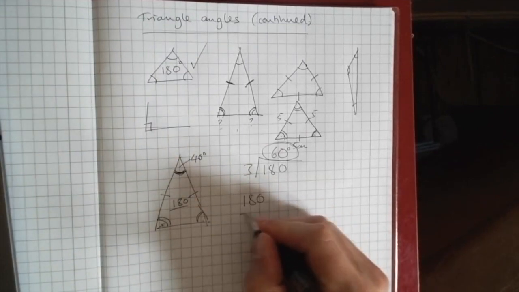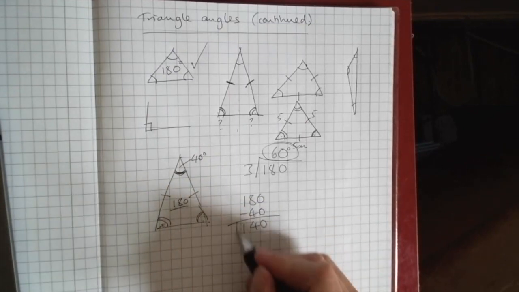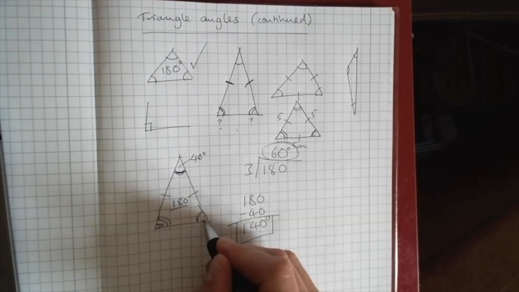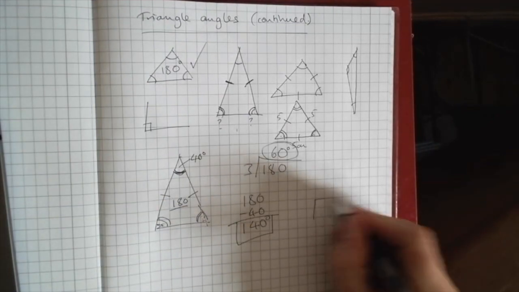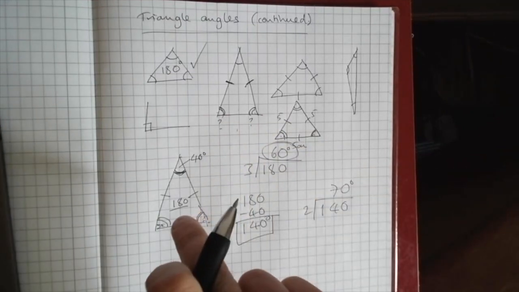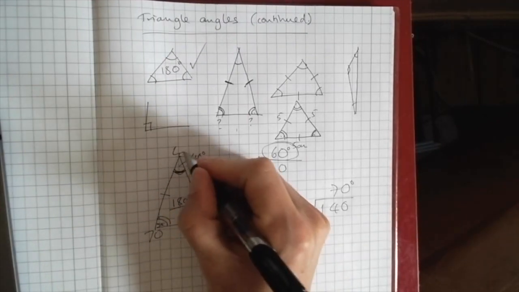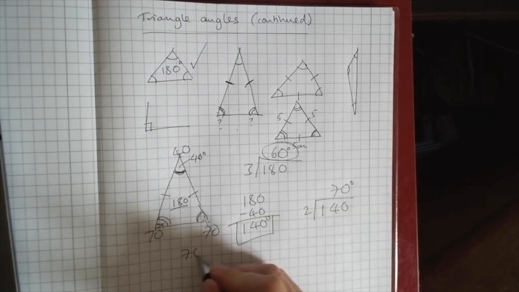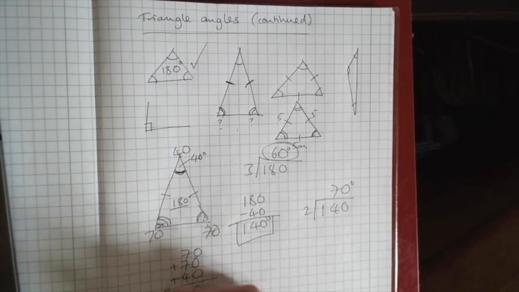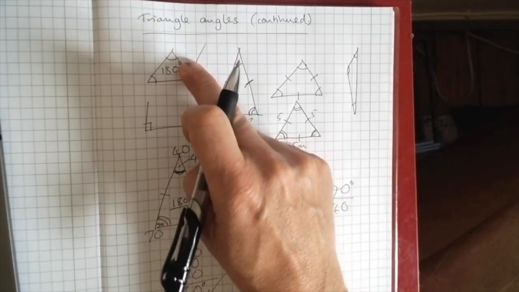So let's get rid of that 40 first. 180 take away 40 is 140. Now that 140 degrees is going to be shared equally between these 2 angles. 140 divided by 2 gives us 70 degrees. So this isosceles triangle is 70, 70, 40. And we can check that by going 70 plus 70 plus 40. 7 plus 7 is 14, plus 4 is 18, and 180 degrees, which gets us right back up to the top.